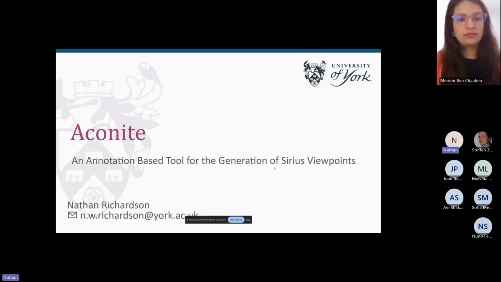Okay, so yes, I'm a first year PhD student at the University of York. I have been working on something outside of Aconite, but Aconite was a side effect, and essentially what it is is a way of annotating an original meta model to then be able to give yourself the Sirius viewpoints.